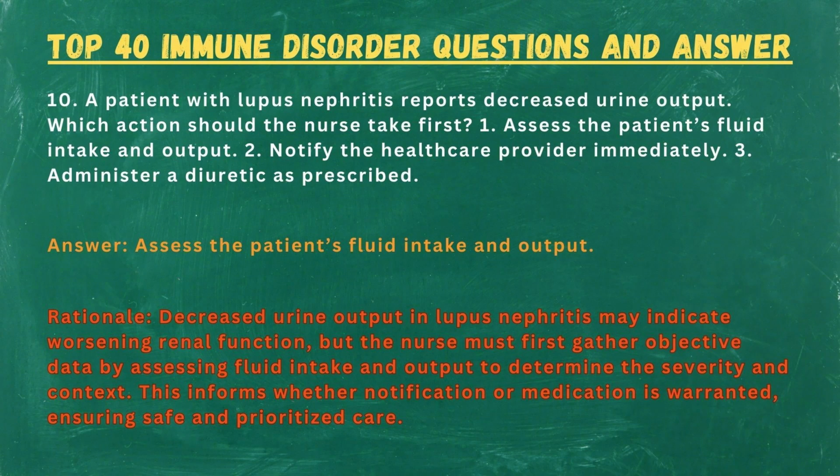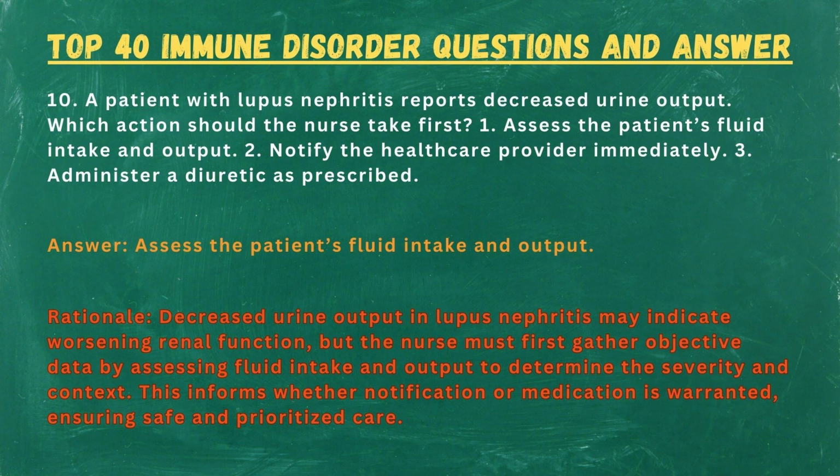10. A patient with lupus nephritis reports decreased urine output. Which action should the nurse take first? 1. Assess the patient's fluid intake and output. 2. Notify the healthcare provider immediately. 3. Administer a diuretic as prescribed. Answer. Assess the patient's fluid intake and output. Rationale.